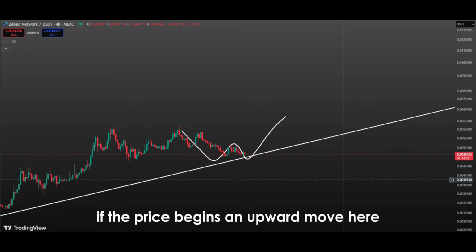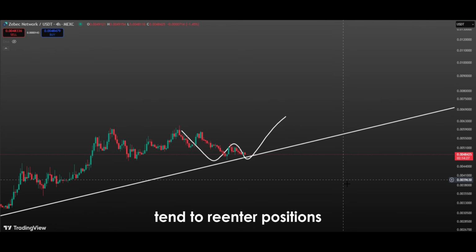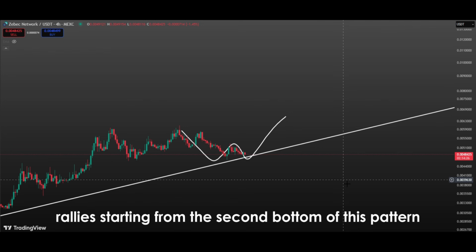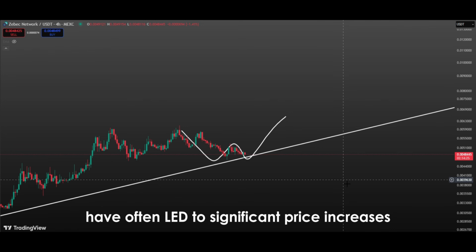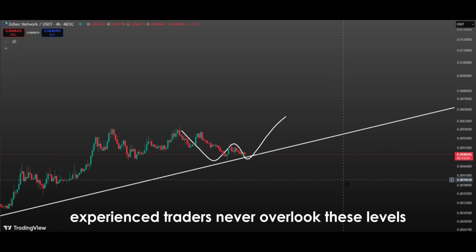If the price begins an upward move here, even investors who had previously exited the market tend to re-enter positions. This is because the pattern is seen as highly reliable. In the past, rallies starting from the second bottom of this pattern have often led to significant price increases. Therefore, experienced traders never overlook these levels.